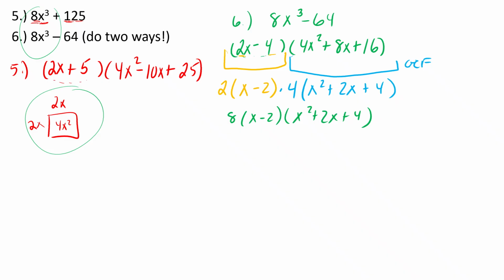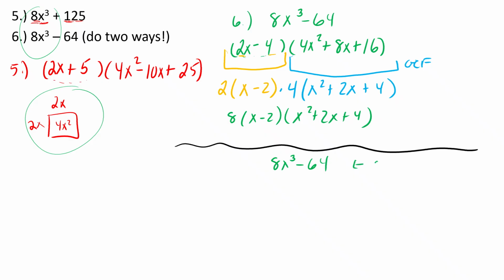And you might see problems of this type that don't have a GCF, or we just don't throw one in. Now, the real challenge here was to do this 2 different ways. So the other way you could do it is to recognize at the beginning that there is a GCF of 8. Okay, and so we can factor out that 8. That's going to leave us with x cubed minus 8. And now we can factor the x cubed minus 8.